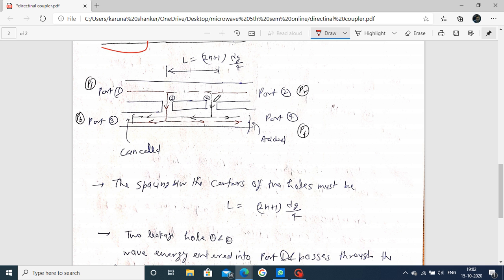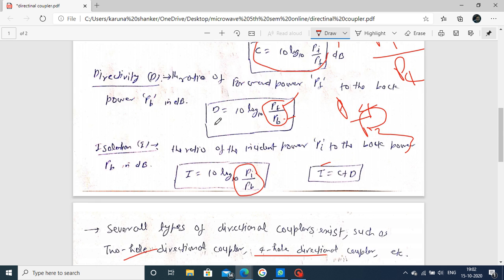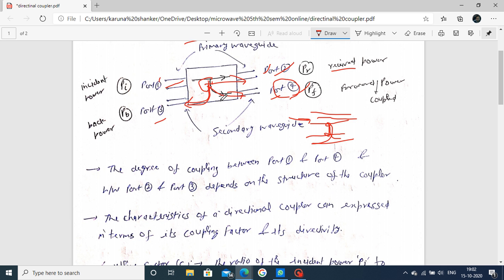Similarly, there is a second coupler. This also couples between primary and secondary. Here a single coupler is used to couple primary to secondary. Also note that the purpose of the directional coupler is to determine how much of your power is received at port number 2 or port number 4.